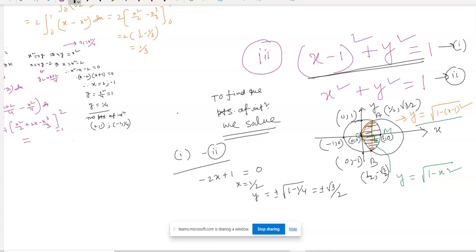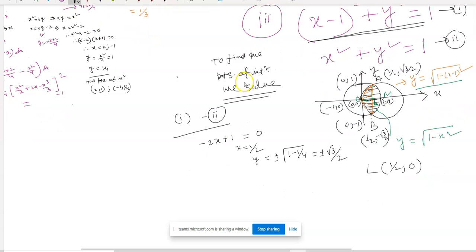Now the picture is clear. The area lying above the x-axis is equal to the area lying below the x-axis. And the coordinate of this point L, where we have drawn the perpendicular, is (half, 0). So 0 to half of this curve y dx plus half to 1 of this curve y dx, make it double, you'll get the required area.